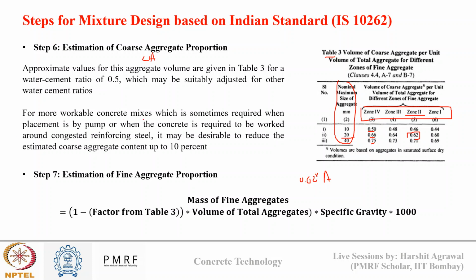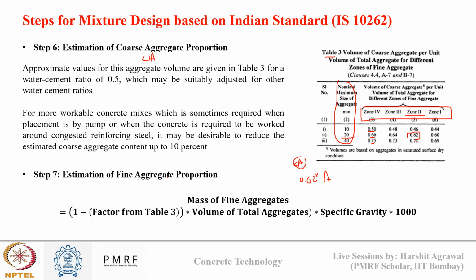Now, for more workable concrete, which is sometimes required during placement, if we are doing placement by pumps, or when concrete requires to remain workable for a long time, or in reinforced sections, we may reduce this coarse aggregate fraction by 10% also. That is what the code says, that you can do an adjustment of 10% if you want a more workable mix.